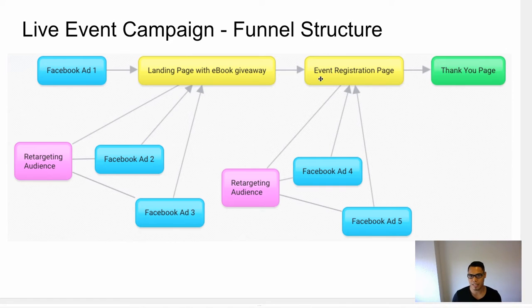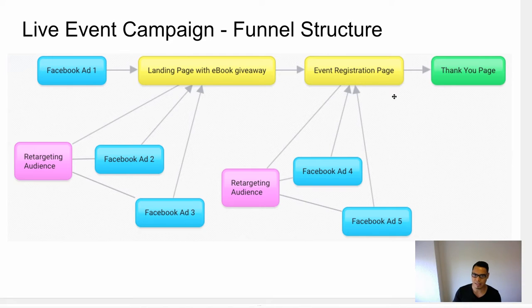If, let's say, for example, they go to the event registration page, because it's a free event, right? There's a high chance that people would register for that live event. Now, if they register, they will then be taken to the thank you page, and that's it. All right. So we have the lead and we have the event registration.